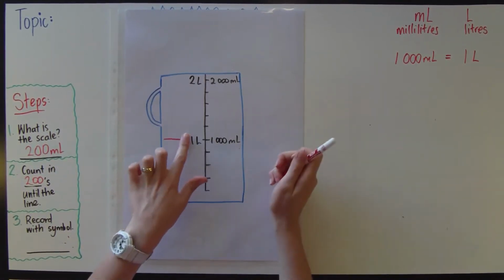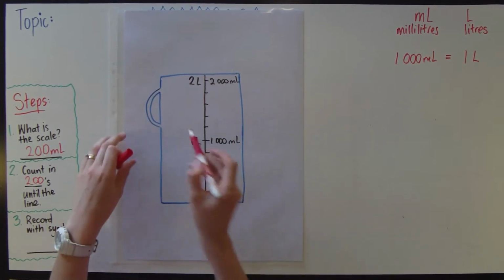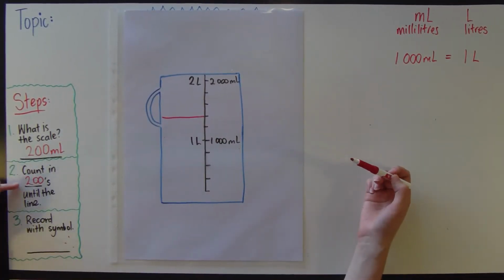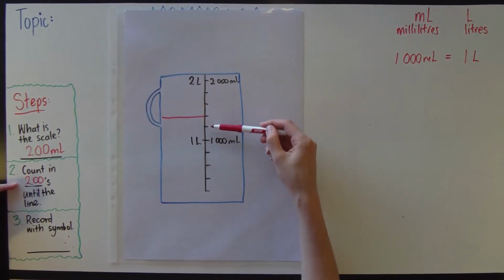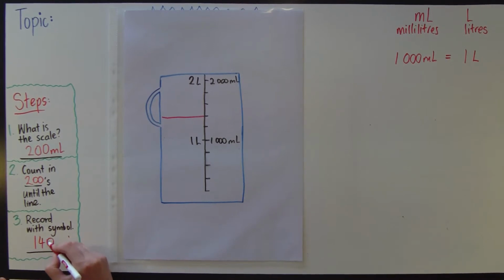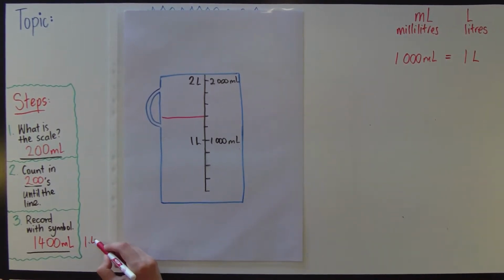Alright, so another example would be at this line here. So we know it goes up in 200s, so I start at 1,000, 1,200, 1,400. So that's my answer, 1,400 milliliters. Or I could have written 1.4 litres.